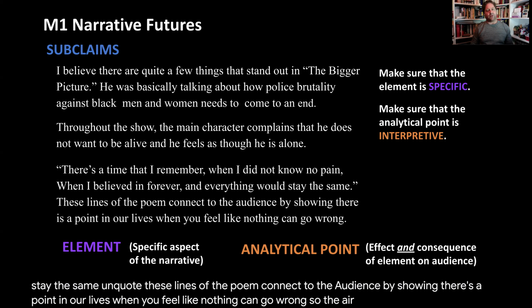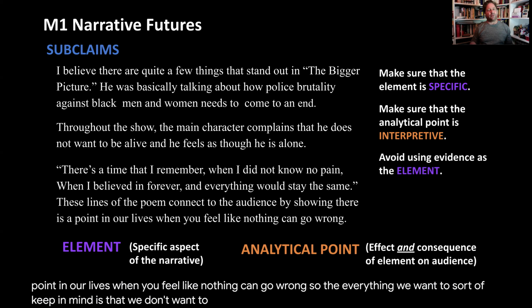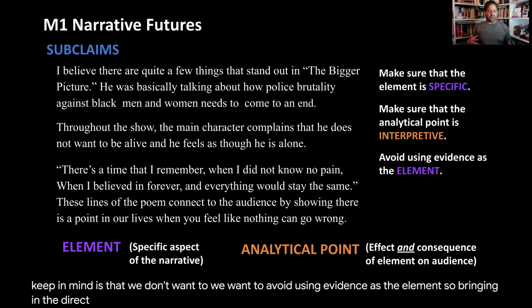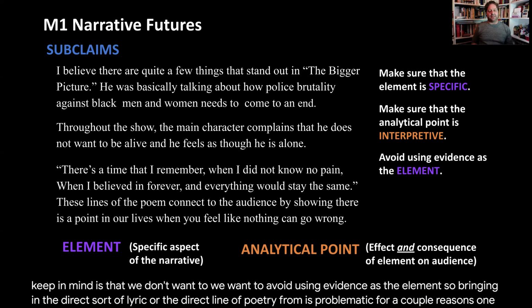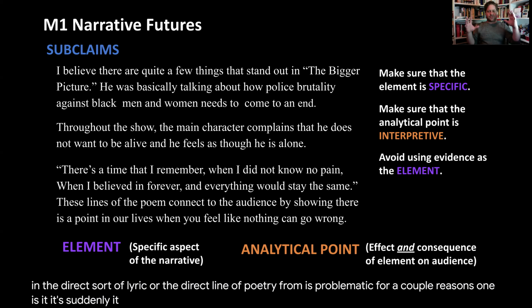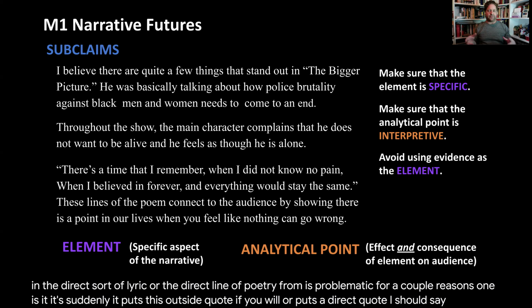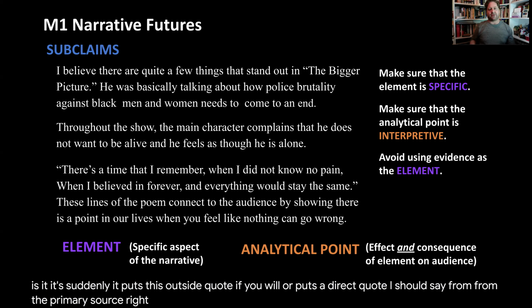So the other thing we want to keep in mind is that we want to avoid using evidence as the element. So bringing in the direct lyric or the direct line of poetry is actually problematic for a couple of reasons. One is it puts a direct quote from the primary source right at the start of the subclaim. And it's very wonky in that way.